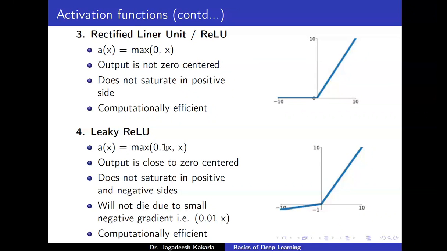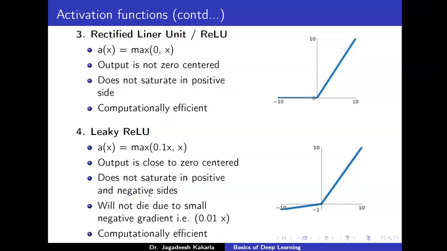So if it is a negative value, it will do 0.1 into x, whereas here it is giving 0. Is it clear? So that's why the output is close to 0 centered and it does not saturate on the positive side and negative side. Okay, and it is even computationally efficient. Now what does it mean that the output is 0 centered?